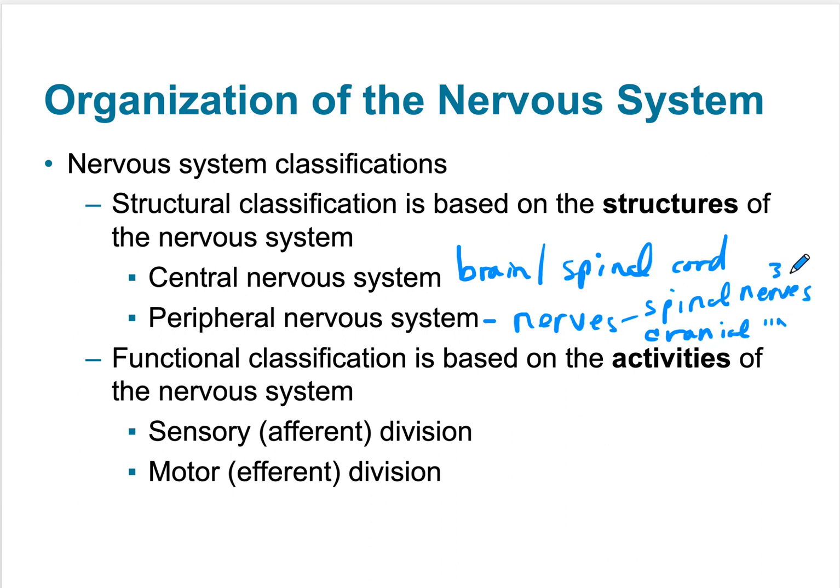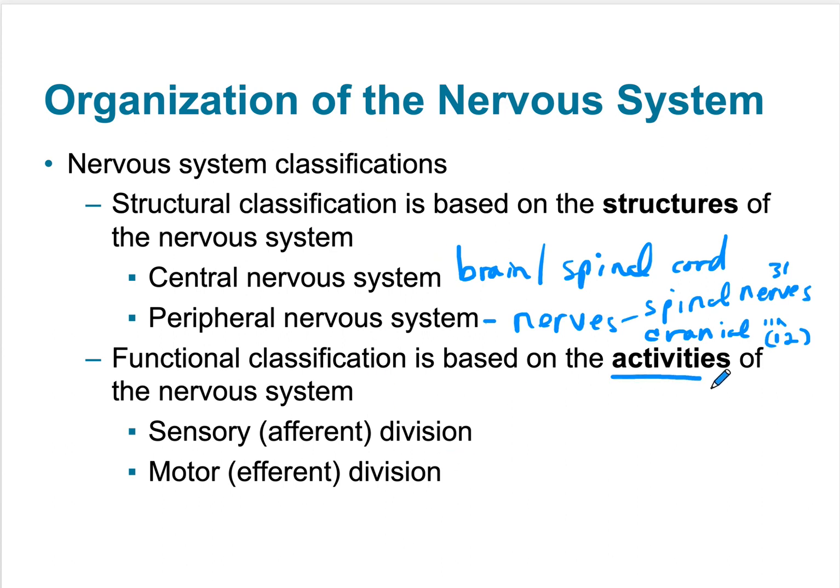We have 31 spinal nerves, and we have 12 cranial nerves, okay? So spinal nerves come off of the spine, cranial nerves come off of the brain, okay? And those make up the peripheral nervous system, okay? Now, that's structural. So now we also have a functional classification.